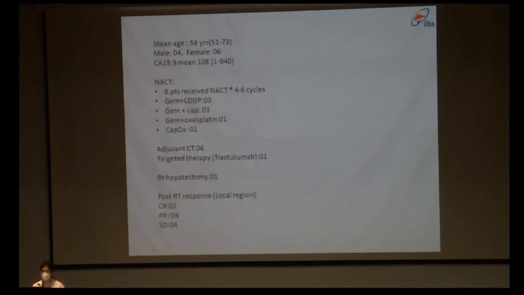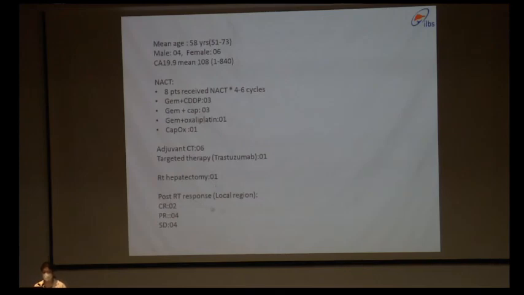Median age was 58. In our group of patients, there were only 4 males and 6 females. CA 19-9 mean value was 108, ranging from 1 to 840. Neoadjuvant chemotherapy was received by 8 patients for a total of 4 to 6 cycles, mainly gem-cisplatin or gem-capecitabine. Adjuvant chemotherapy was received by 6 patients. 1 patient received targeted therapy, that is trastuzumab, for 1 year, and 1 patient received a TACE procedure before radiation therapy. Right hepatectomy was done in 1 patient.